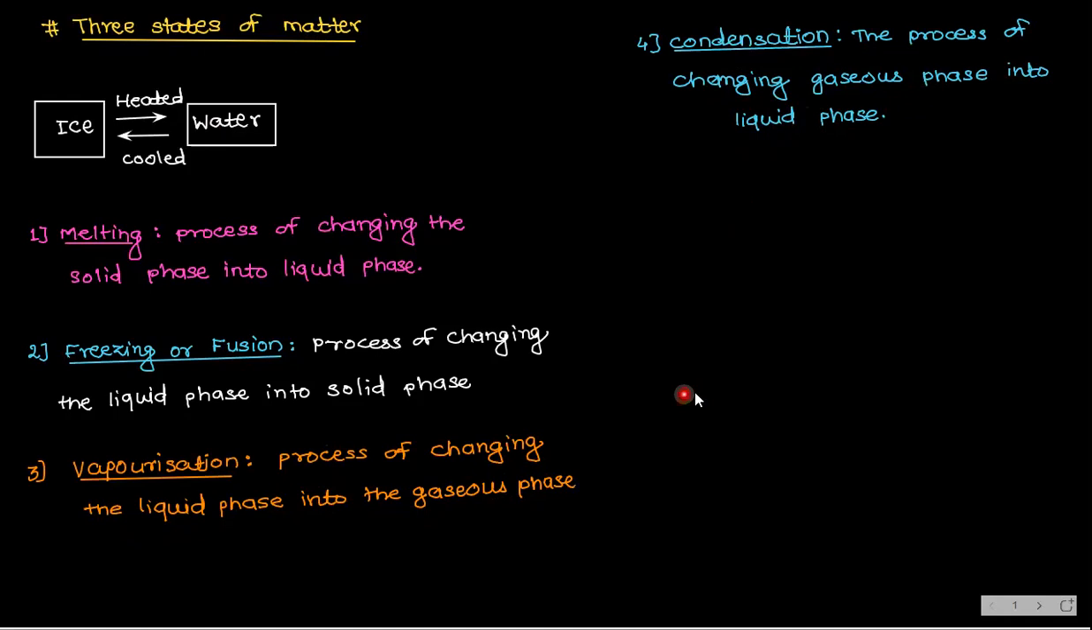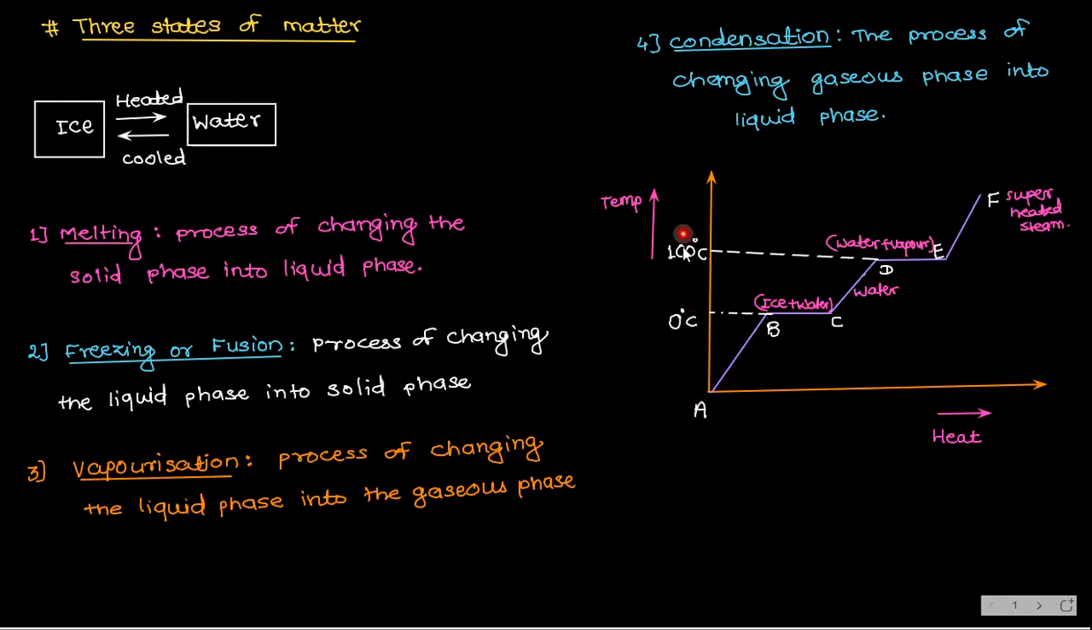Next, now see this graph. On the y-axis I have taken temperature, and on the x-axis I have taken heat. You can see A to B, this is ice, and at 0 degrees Celsius, this BC line, it may be ice or water, but both are at 0 degrees Celsius. But from C to D, the state changes from ice to water, or the temperature of water may increase also. Again, D to E, there is water or vapor, both at 100 degrees Celsius.